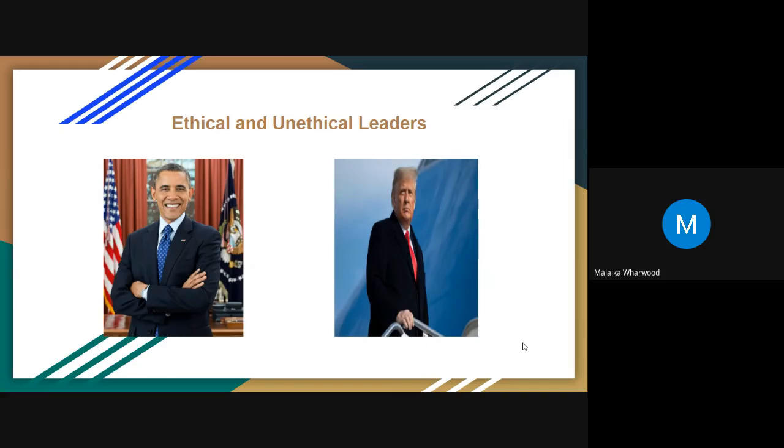So here are two examples of an unethical and an ethical leader. This is obvious who the ethical and the unethical leader is. We have Mr. Barack Obama and the lovely Donald Trump. Anybody want to tell me who the ethical leader is? Is it Mr. Obama? Yes, Donald Trump, of course, because he's such a lovely gentleman. I know, right?